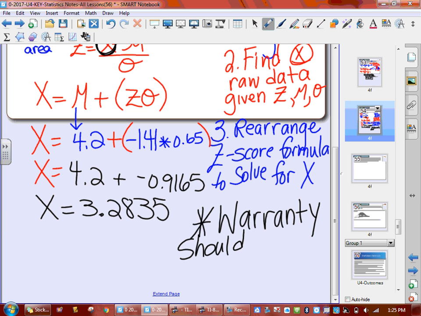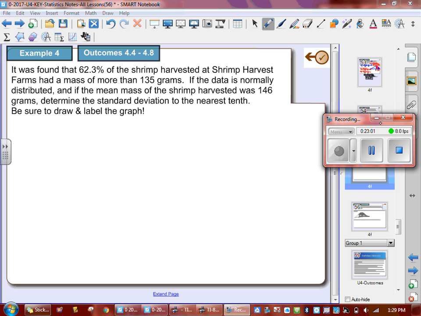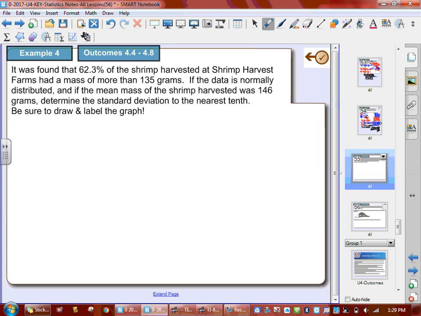Okay, I'm going to give you a minute to get that caught up. Okay, on this question, they give us the probability. They tell us it was found that 62.3% of the shrimp harvest had a mass of more than 135 grams. If the data is normally distributed on a bell curve, and the mean mass was 146, so let's label, and the standard deviation, it wants us to determine standard deviation.